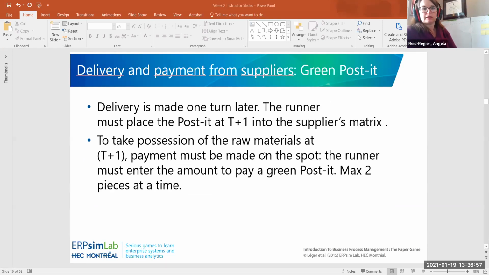We take delivery of those raw materials the next round. So if we're due to take delivery of raw material, we take that delivery the next round, and we have to pay for that raw material. We're going to denote that on the green Post-it note. If we buy 2 sheets of raw material and they cost $3, we would denote that on here, and put that for the next round. That's when we're going to pay for it, and that's when we will take delivery of it.